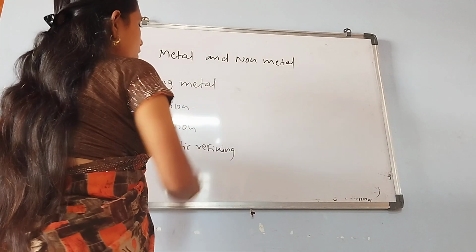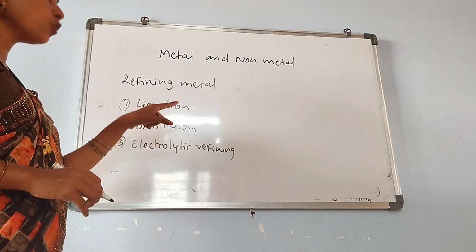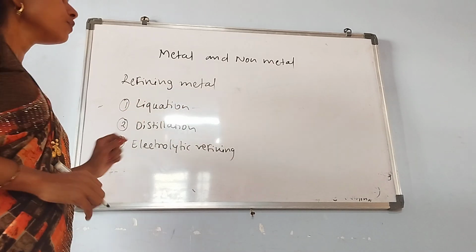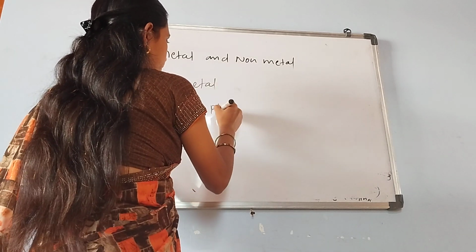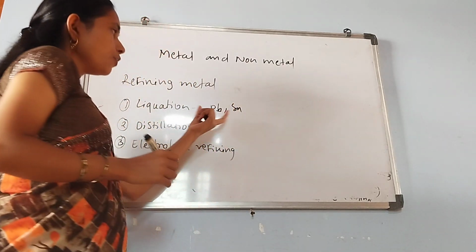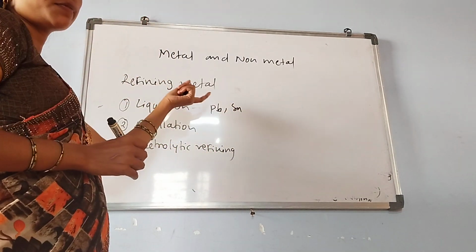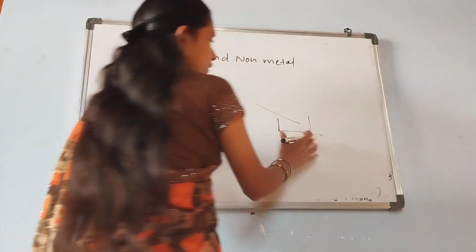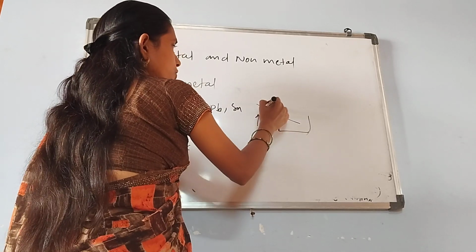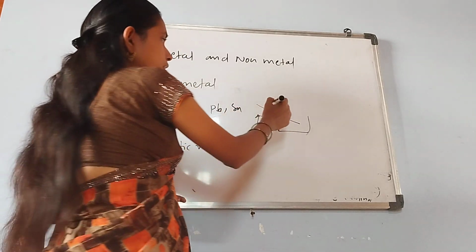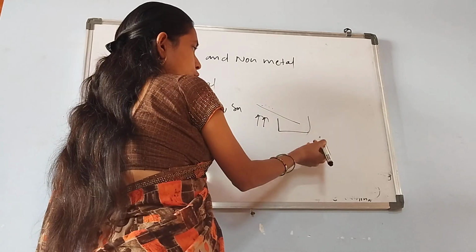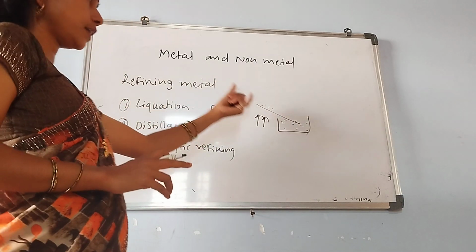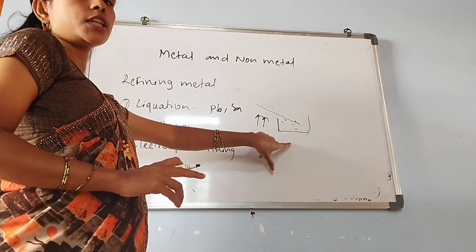So what is meant by liquefaction? Those metals which have a low melting point, for those metals we use the liquefaction process for refining. For example, we can take lead or tin. How do we refine this metal by this process? We can take a sloping hearth here, and this is a jar. We heat these metals. Metals like lead or tin melt very easily because they have low melting points, and we collect them in this jar. Like this we separate and refine the metal in the liquefaction process.